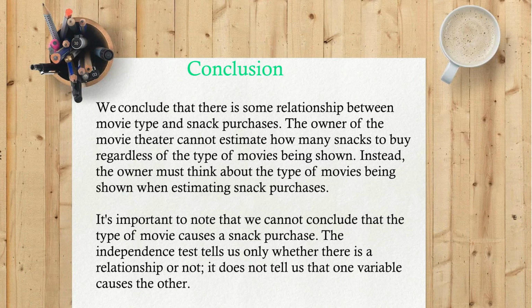The owner of the movie theater cannot estimate how many snacks to buy regardless of the type of movies being shown. Instead, the owner must think about the type of movies being shown when estimating snack purchases. It's important to note that we cannot conclude that the type of movie causes a snack purchase. The independence test tells us only whether there is a relationship or not. It does not tell us that one variable causes the other.